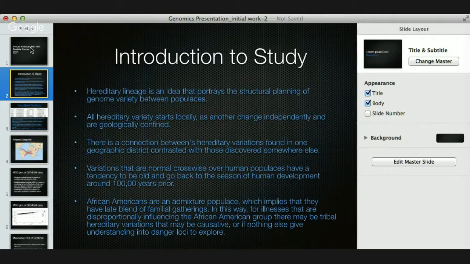So basically, this means that depending on location, we see a definite comparison between the location of patients and individuals who have been diagnosed with prostate cancer who are also African American men. Next, all hereditary variability starts locally as a change independently and is geographically confirmed. There is a connection between the hereditary variations found in one's geographic distinction in contrast with those who are discovered somewhere else. So that's what I was stating initially.